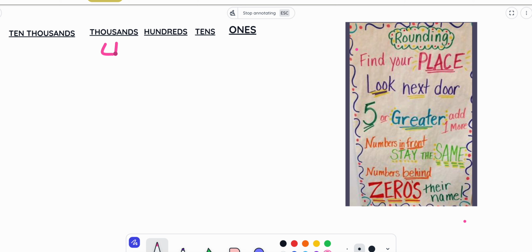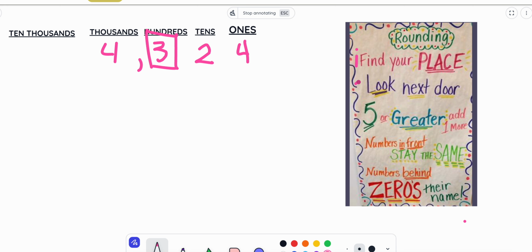So if I have the number 4,324, okay, and I want to round it, let's say they say round it to the nearest 100. So the first thing I'm going to do is find my place. First thing to do, find my place. So what do I mean by that? I want to round to the nearest 100. So this is the place I'm looking at. Hundreds place.